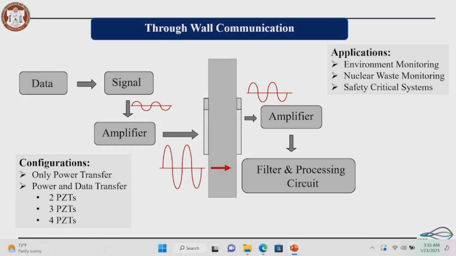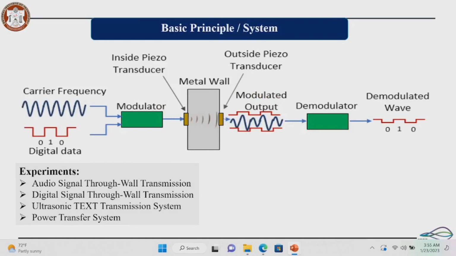Some experiments have been performed over the course of the project. These are the 4 experiments. First is audio signal transfer: we transferred an audio signal to see whether it can be transferred through the piezo. Second, we transferred data, specifically humidity sensor data. Third, we transferred text. What we changed in all of these was the modulation technique.